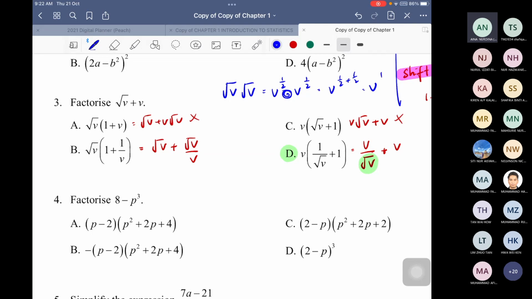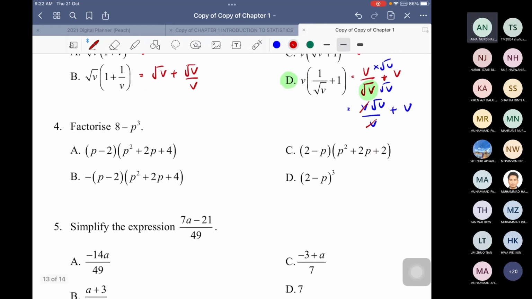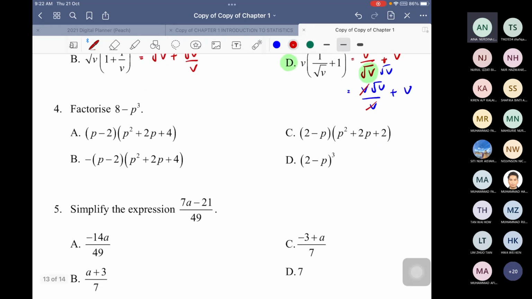So that is why over here, apa I akan buat adalah I akan darab atas bawah dengan square root V. So we will end up with V square root V per V tambah dengan V. And of course, V atas bawah ni boleh potong. So dia akan jadi sama macam the original function. So that is why jawapan dia adalah D. So what about number 4? I ada dua term. And salah satu term tu dalam bentuk cube. So that is going to be the hint.